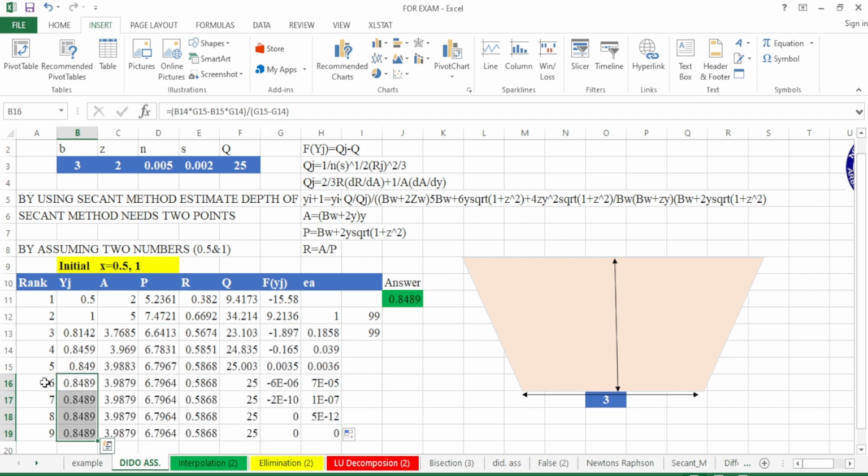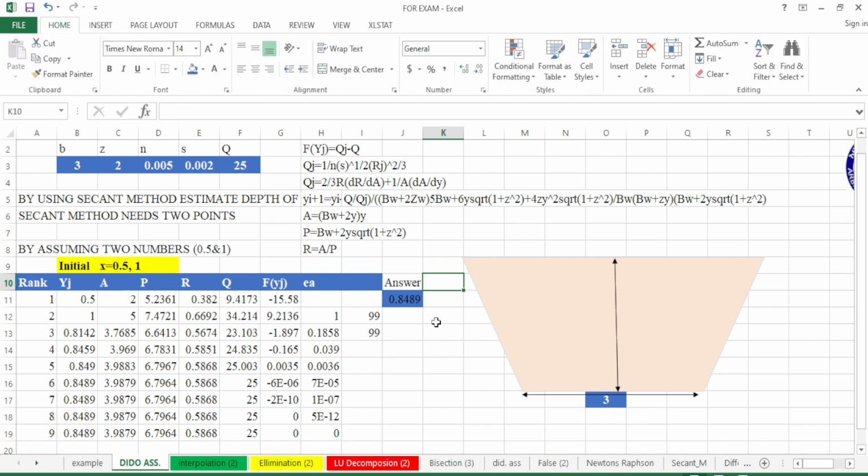Like this. The yj value is the same, it is 0.8489, and also Q is 25. So now simply we can decide our correct answer. Okay, the depth of this trapezoidal channel is 0.8489. We can estimate the depth of the trapezoidal channel like this. This is the method of estimating the depth of a trapezoidal channel using the secant method.